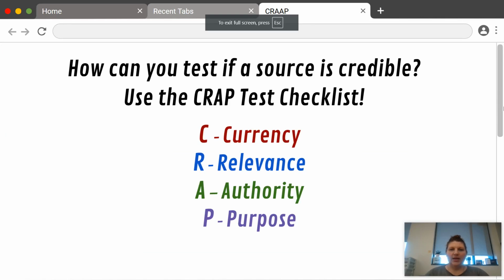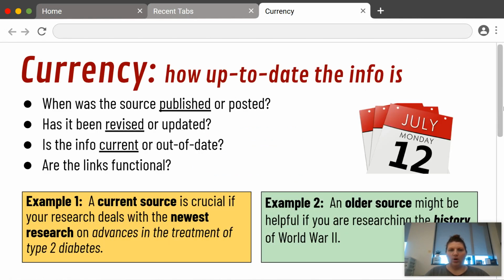The C stands for currency, the R stands for relevance, A is for authority, and P is for purpose. So first is currency, and we're referring to how up-to-date the information that you are looking at is. So we want to answer questions like, when was the source published or posted? Has it been revised or updated since it was originally posted or published? Is this information current or is it out of date? And are the links functional?